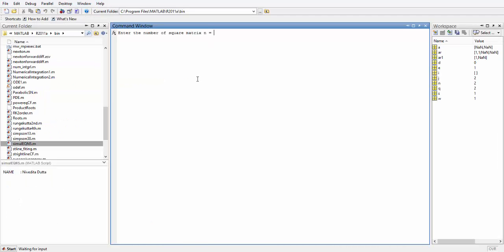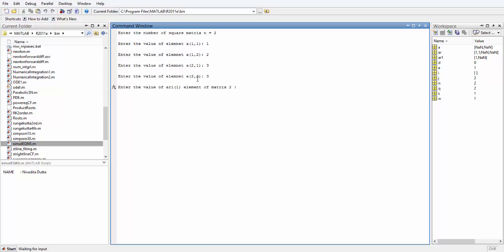So now they're asking me how many equations there are. Say we have 2 equations. Now enter the value of the first element, 1. Now they are asking me the elements of the matrix that is formed by the values after the equal to sign. So let it be 2 and 2. So now we get the values of x and y. So this was an easy tutorial for Gauss elimination method.